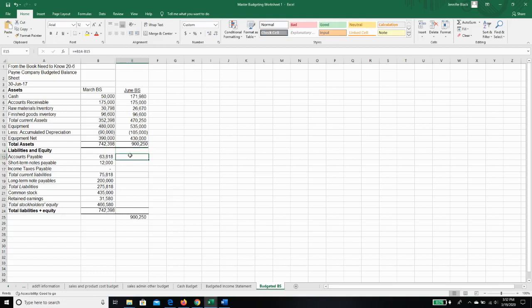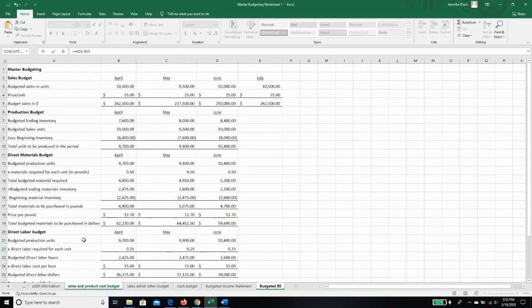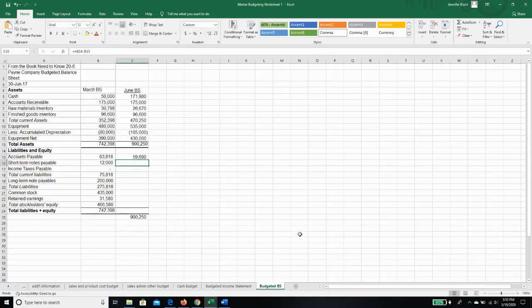All right, our accounts payable. Remember, the only thing we said was in accounts payable was direct materials, and we're paying those one month in arrears. So if we go to our ending direct materials, ending inventory. Oh no, that was wrong. Oh yeah, it's going to be the same amount. So our direct materials purchases, sorry, my bad. Okay, so our direct materials purchases for June is going to be in accounts payable.